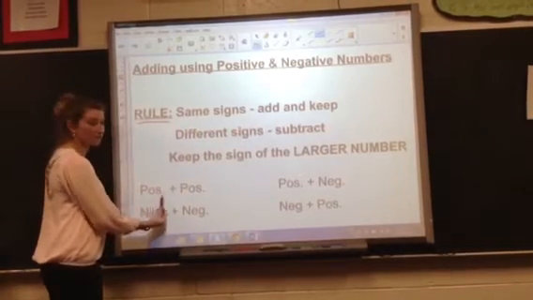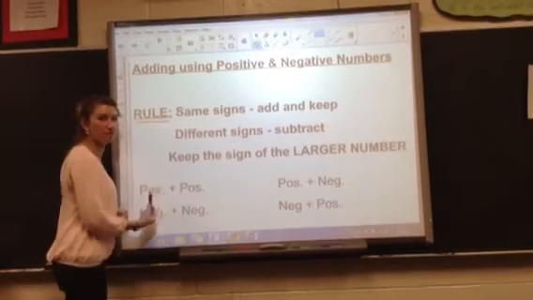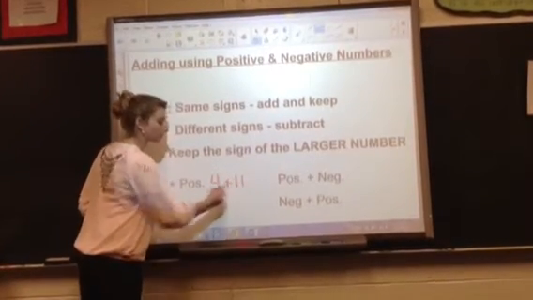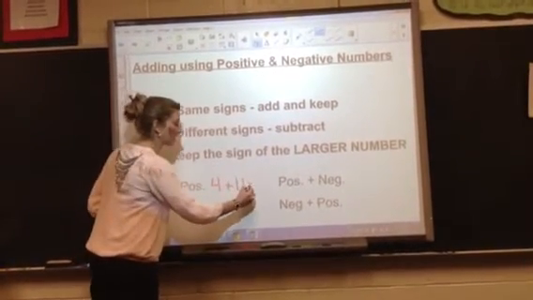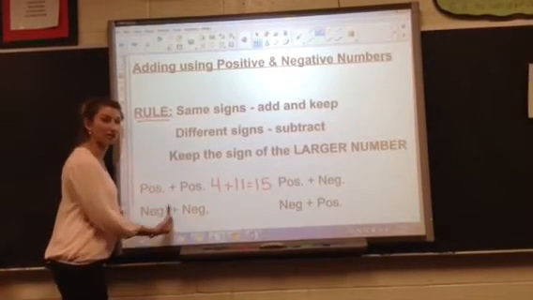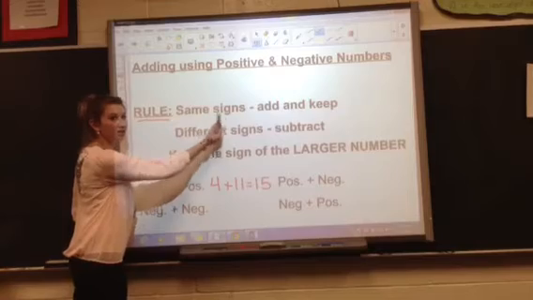If we have a positive plus a positive, that might be something simple like 4 plus 11. 4 plus 11 is 15. Now we have something, a negative plus a negative. We're still here with the same signs.